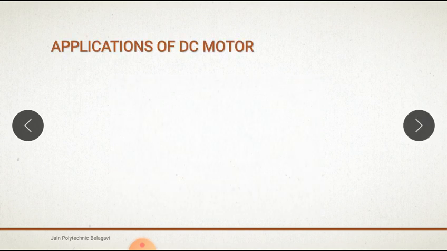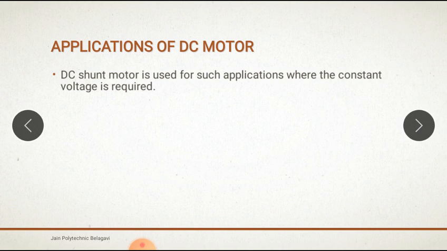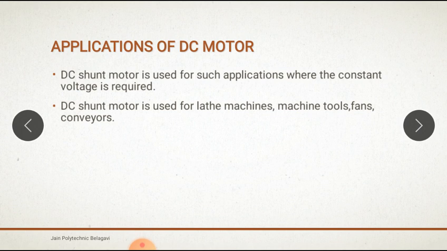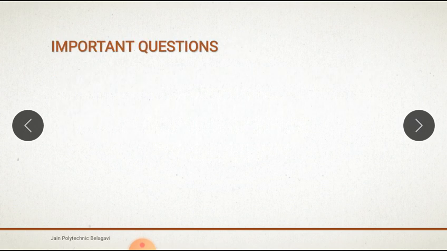Applications of DC motor. A DC shunt motor is used for such applications where constant speed is required. DC motors are used for lathe machines, machine tools, fans, conveyors. A DC series motor is used for cranes, trolleys, hoists, etc.